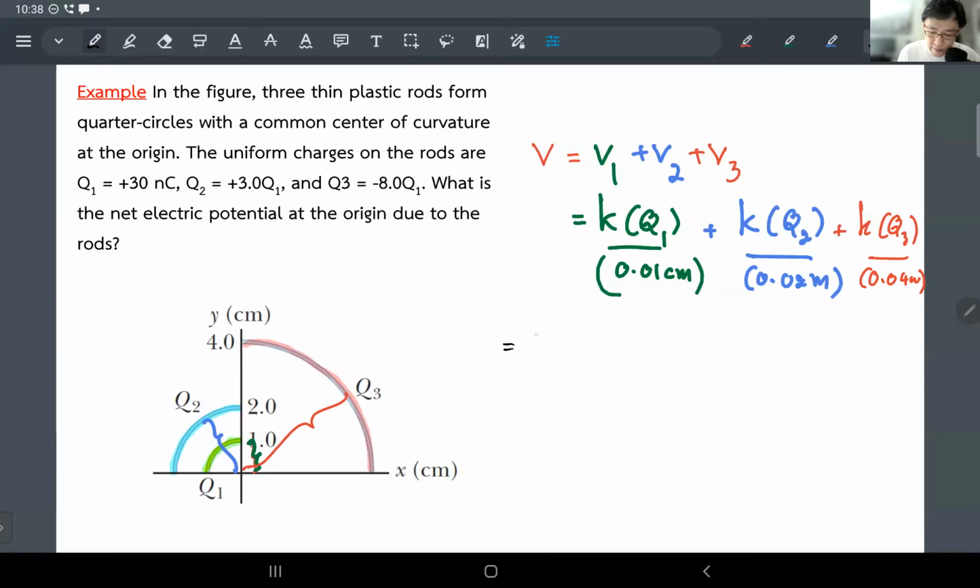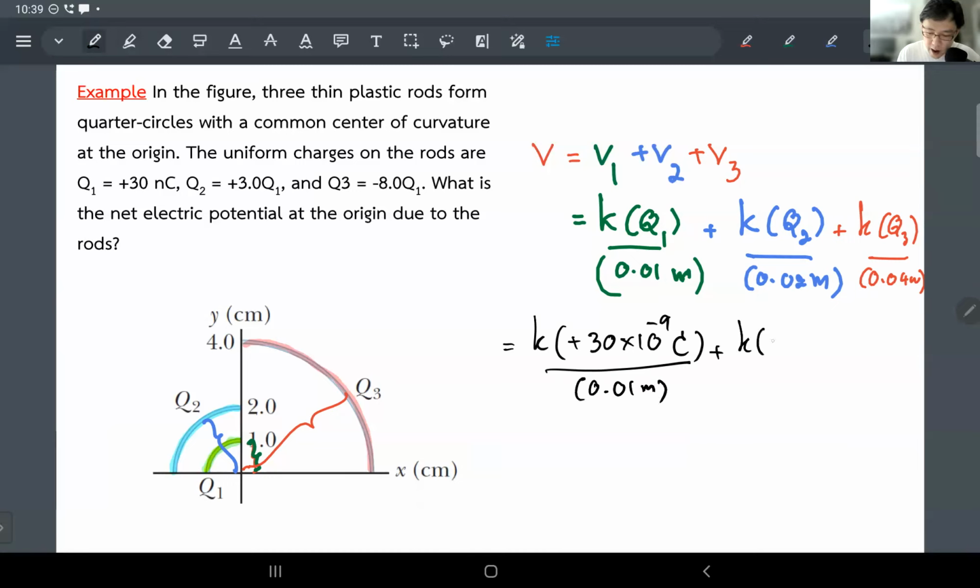The rest is just doing the summation. You don't have to pull anything out. You just substitute Q1 to be positive. Don't forget the sign, though. Nano coulomb, nano is 10 to the negative 9, divided by, oh, I think I wrote this one wrong, guys. It's already in meters. Sorry. There you go. So it's going to be 0.01 meter. And then you keep doing it.